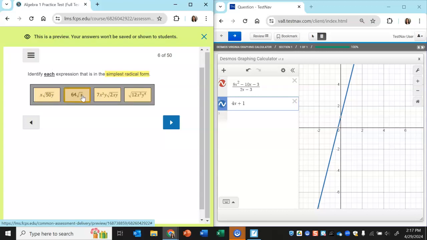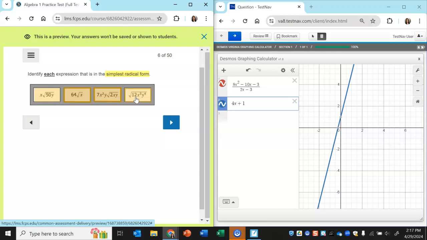This right here is in simplest form because there's nothing I can do with the x. Whatever is underneath the radical, there's nothing I can do. So that's my simplest form. Same thing here. I look under the radical, 2xy. There are no perfect squares, so I cannot do anything there, which means that is my answer choice because it is in simplest form.